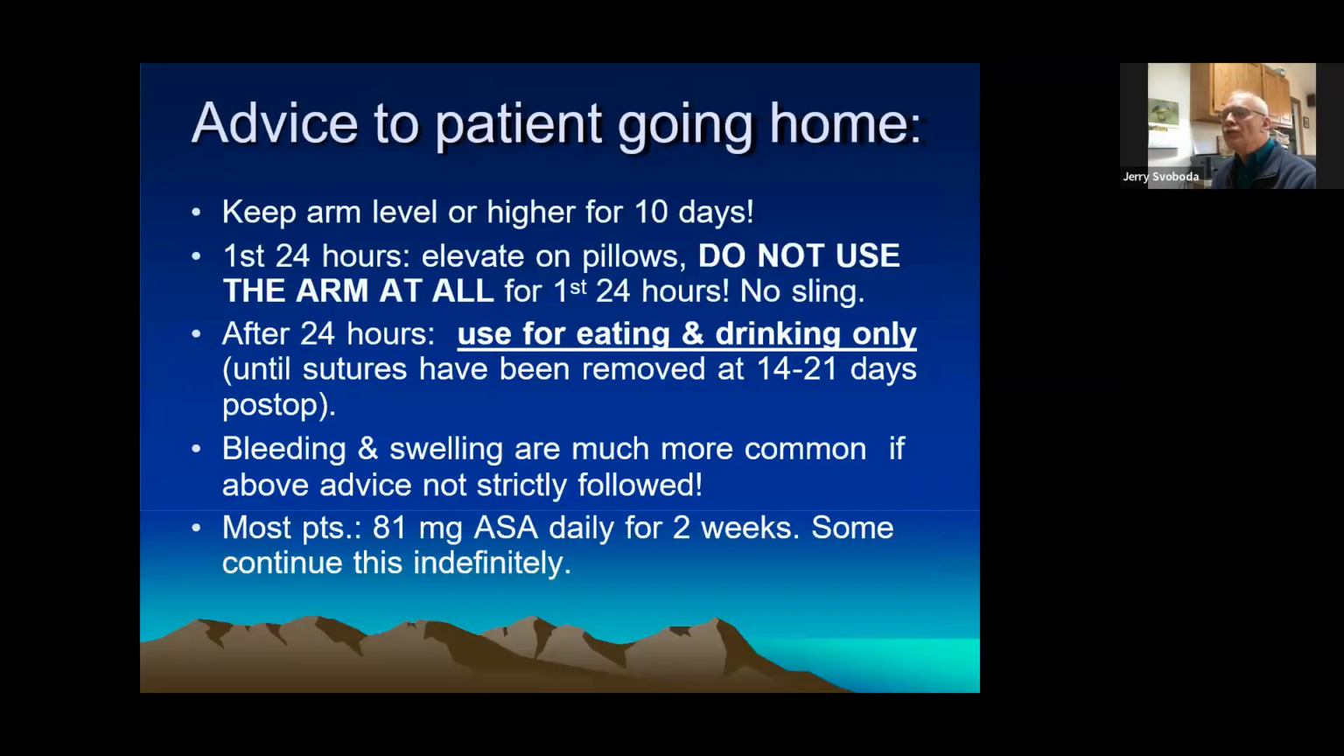Before going home, these are the instructions you give to the patient. We've talked about these already. Keep the arm level or higher for 10 days. For the first 24 hours, do not use the arm at all. Do not use a sling. A sling does not elevate the arm. The arm is dependent in a sling. Do not use a sling.